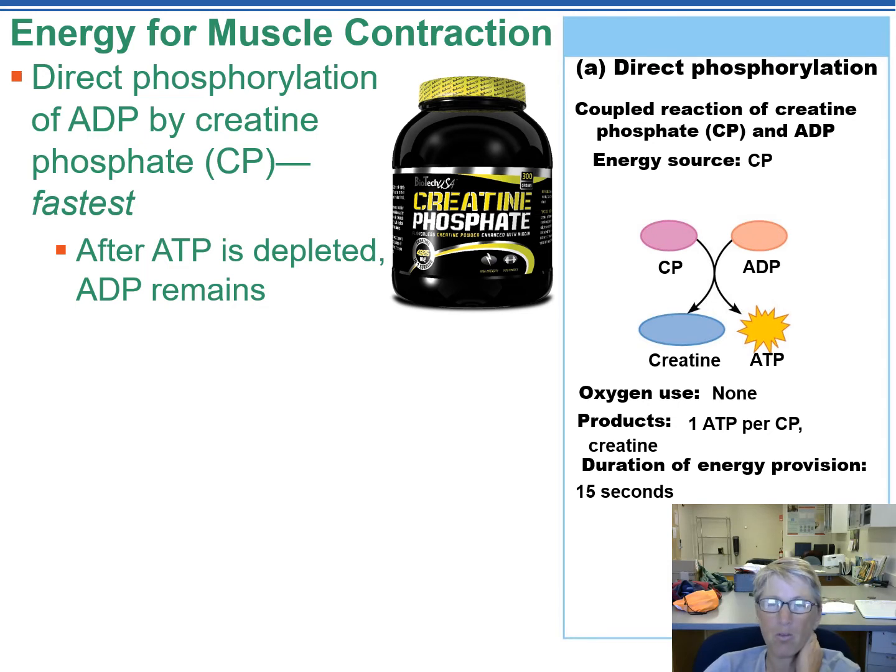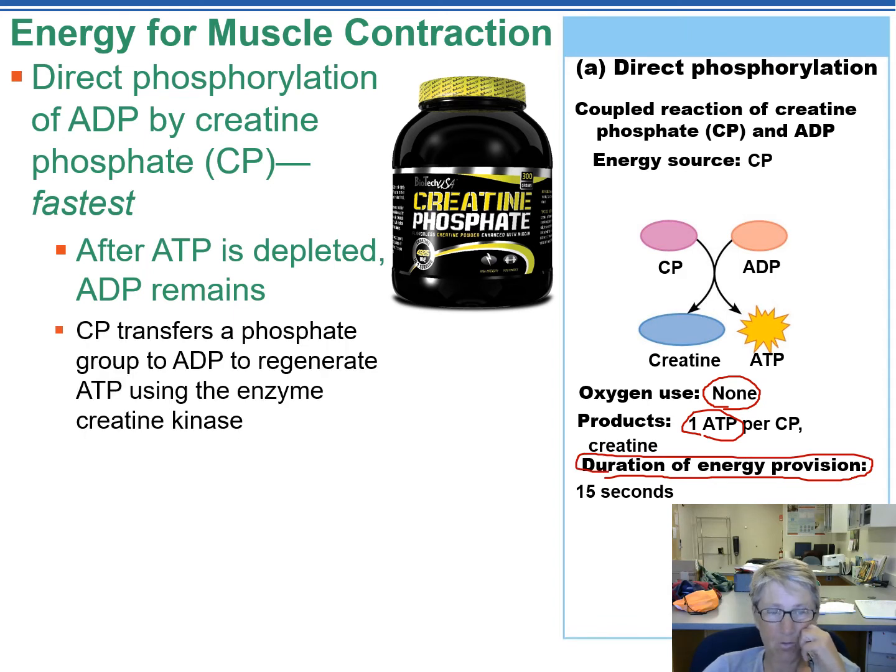And then in this cartoon, so we've talked about this, just gives you a little more details with creatine phosphate. You don't need to use oxygen when you convert creatine phosphate to ATP. You get 1 ATP molecule per 1 creatine phosphate molecule. And you can use this creatine phosphate to make ATP for about 15 seconds of exercise.